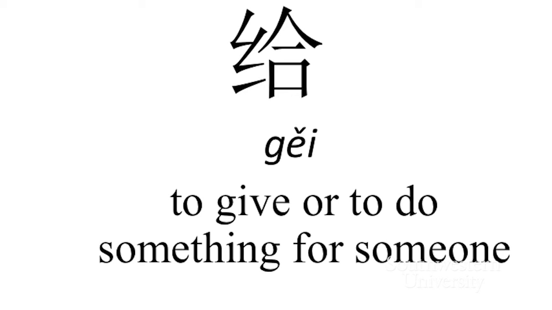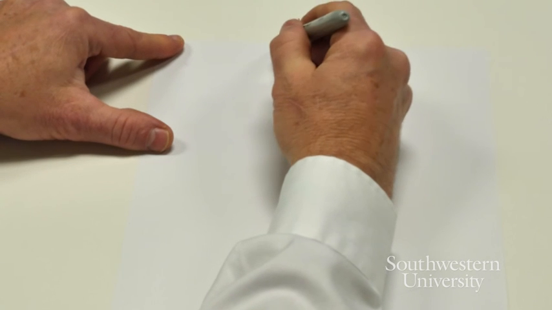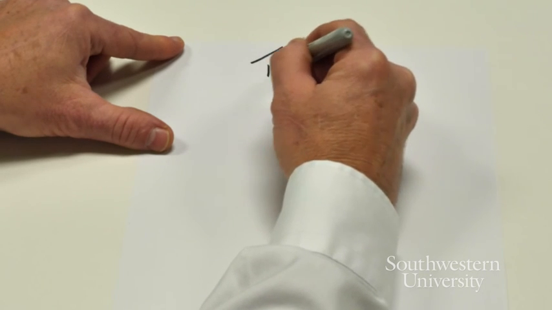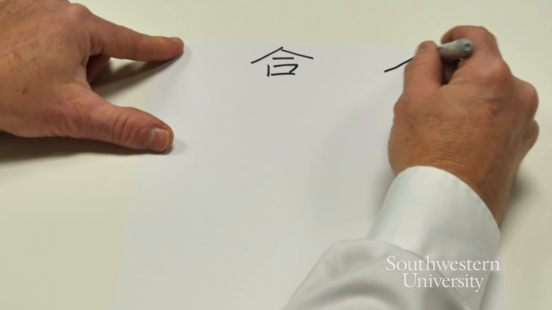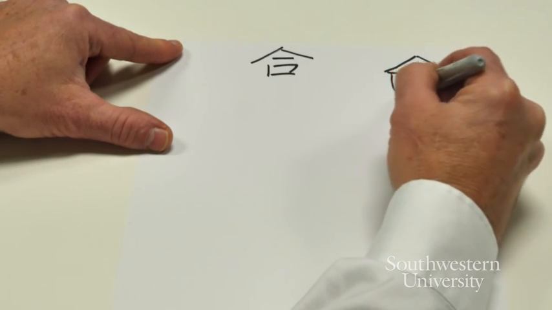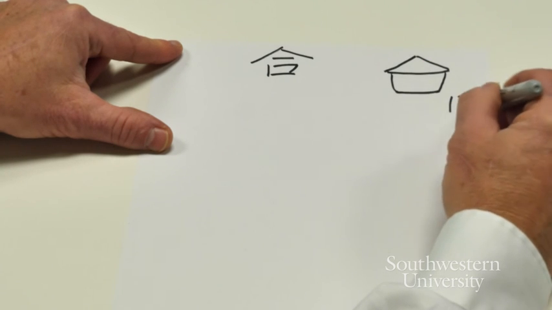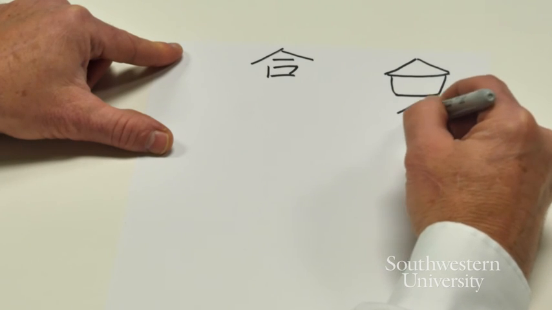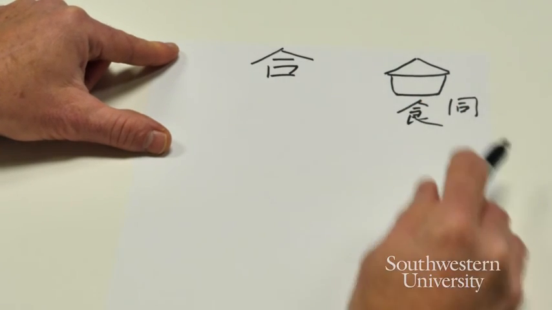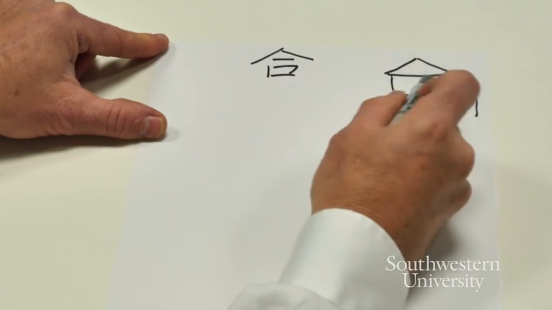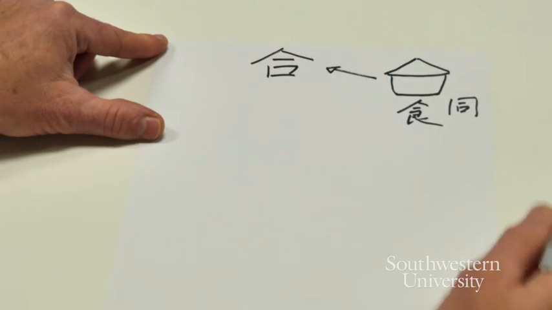Next character, ge, to give or to do something for someone. The right-hand side that is phonetic is pronounced ha, and it means to unite things together. So we've seen pictures of the food pot several times now in the explanations for characters for tong and for sure, to eat. And here we have it again, to unite, to bring things together. And that's a very close depiction.